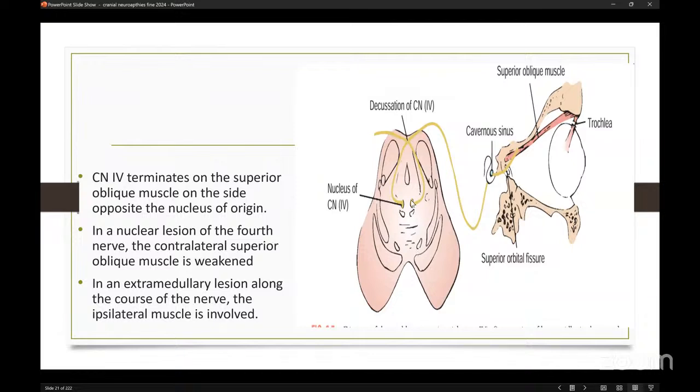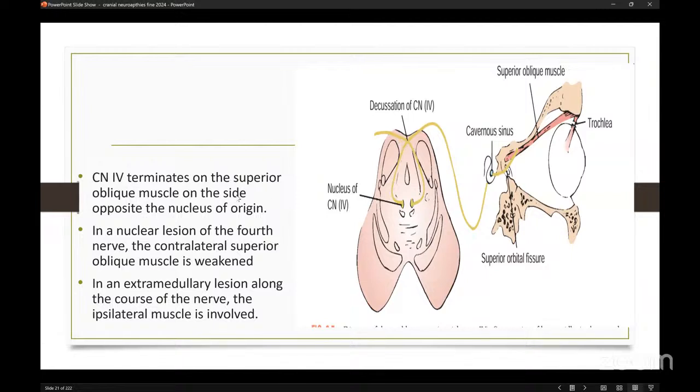So this is how it is. It is near the aqueductal area, the fourth nerve nucleus, and the nerve goes posteriorly and comes out anteriorly, but it is crossing. So the right-sided trochlear nucleus will give rise to left-sided superior oblique palsy. Okay, that is one thing everyone should remember, that it is a contralateral supply, because it is crossing at the level of the posterior part of the midbrain.